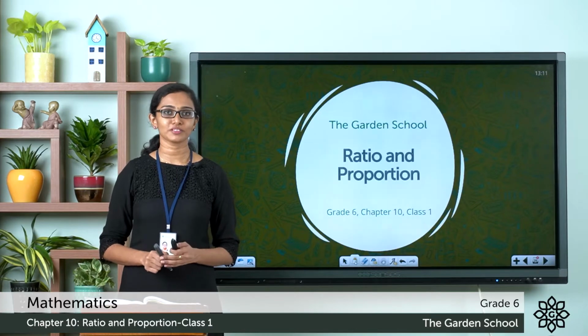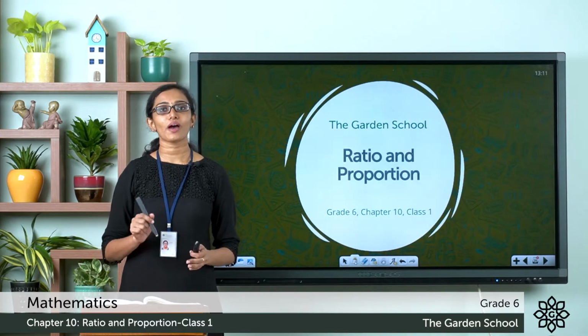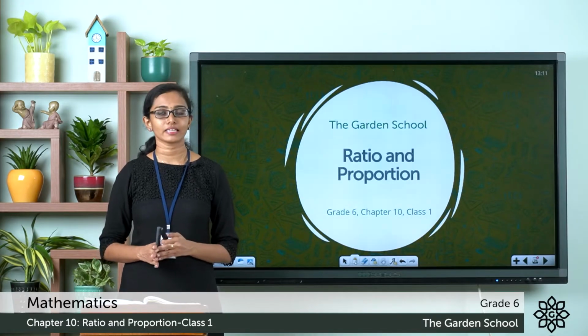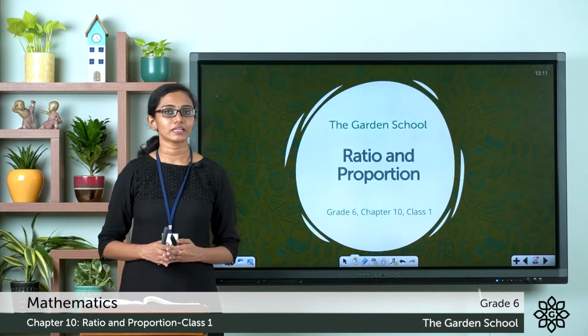Let's start a new chapter today. Chapter 10, Ratio and Proportion. So this chapter is all about comparing quantities. How do we usually compare quantities?